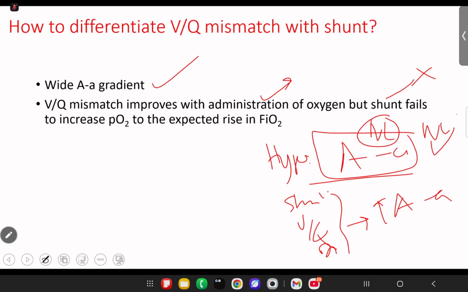So that is shunt. Even if saturation is 100%, say you give 100% oxygen and get a saturation of 100, but the PO2 is still 100, that is still a shunt, because with 100% oxygen you expect the PO2 to rise well beyond 100. It should be close to 550, 600, a very high value. So that is still a shunt. That is how you differentiate. You do not get the expected rise of PO2 with a shunt, whereas with VQ mismatch you will get improvement.